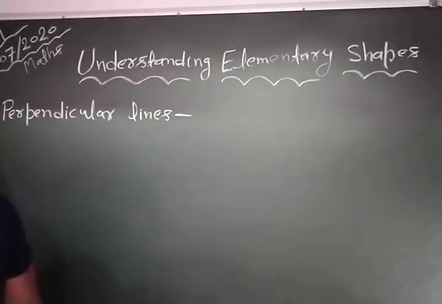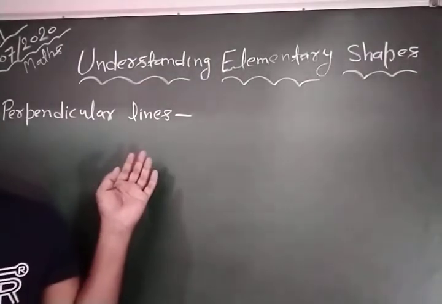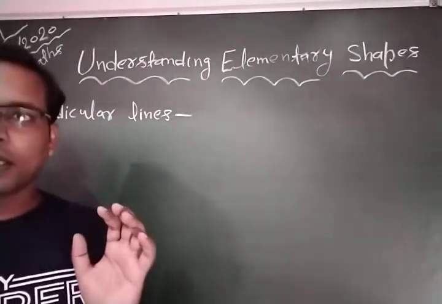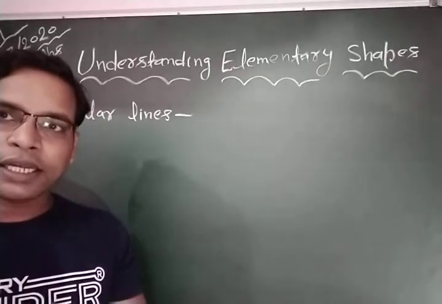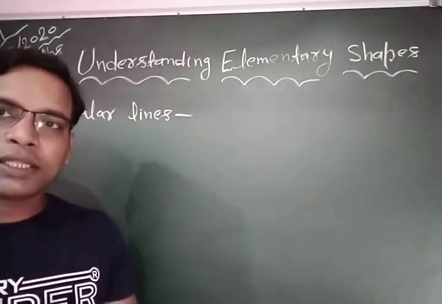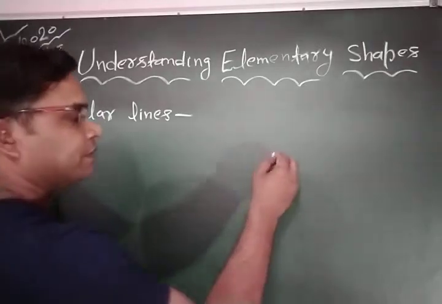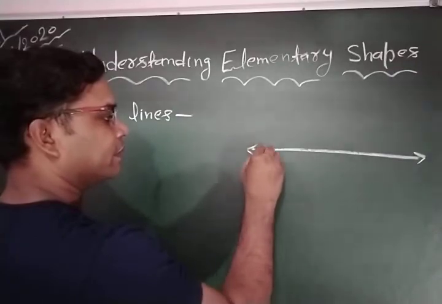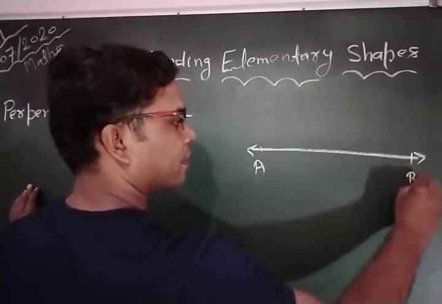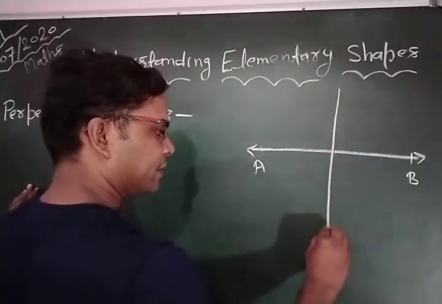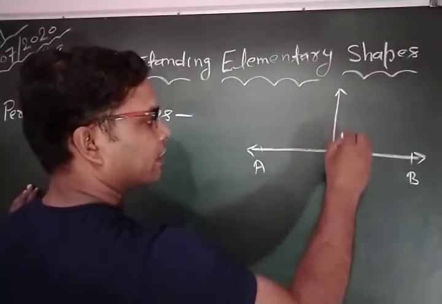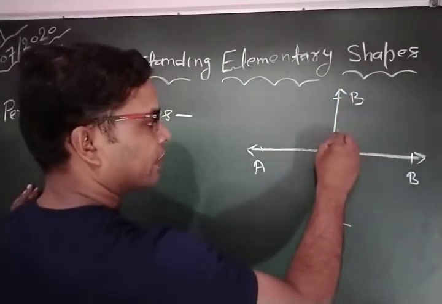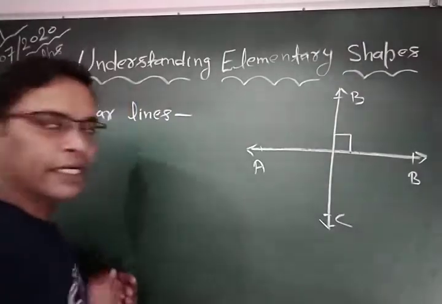Two straight lines are called perpendicular lines if they intersect at right angles. If two straight lines intersect at a right angle, then we can say they are perpendicular to each other. So look here, one line AB, another line intersects it, BC, okay, intersecting it at right angles.